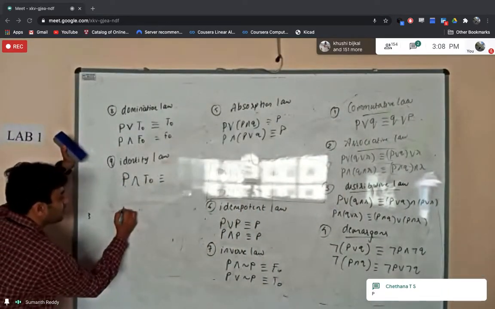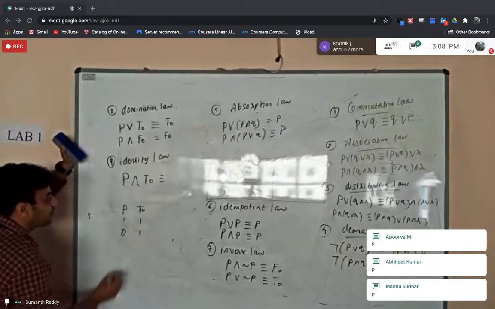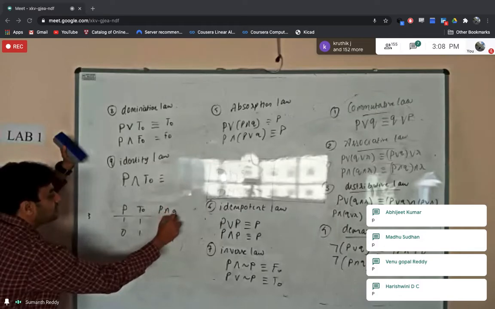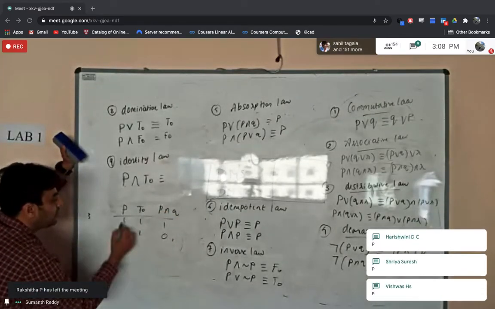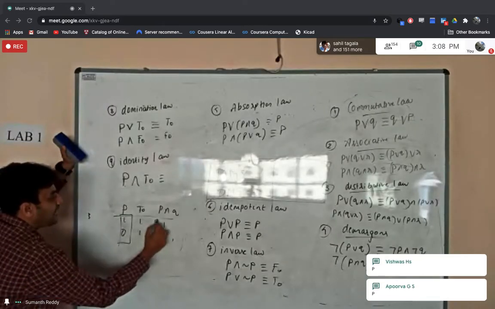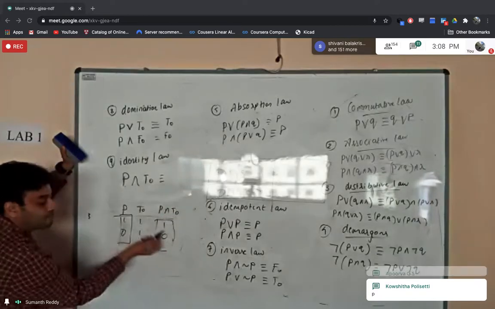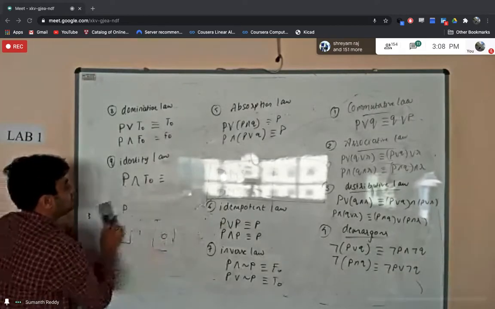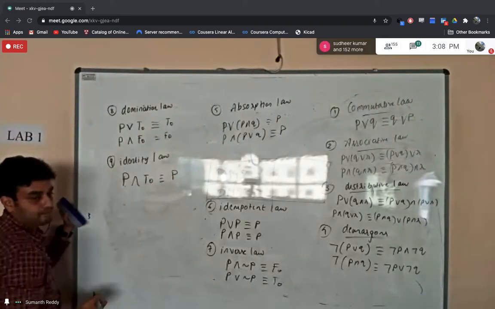I will just write the truth table for you. P again will take 1 or 0. Tautology means it will always be 1, right? And if I perform the conjunction, 1 and 1 is again 1. 0 and 1 is 0. If you see, P and P ampersand of tautology, both are the same, right? So since both are the same, I can write P and tautology is the same as P.